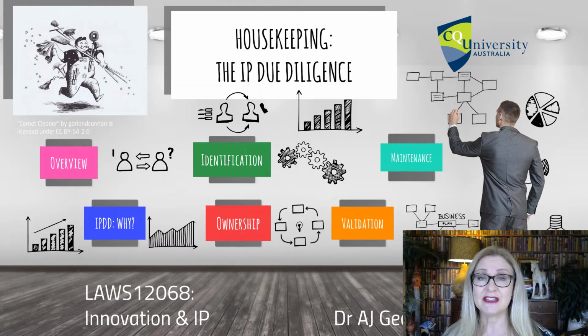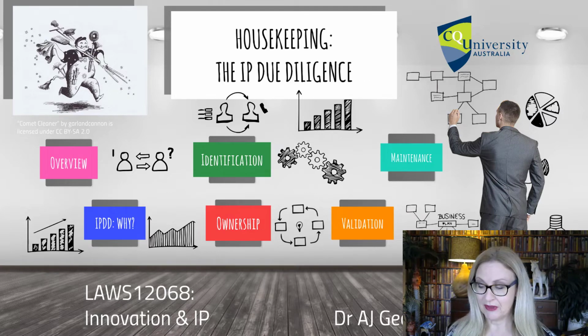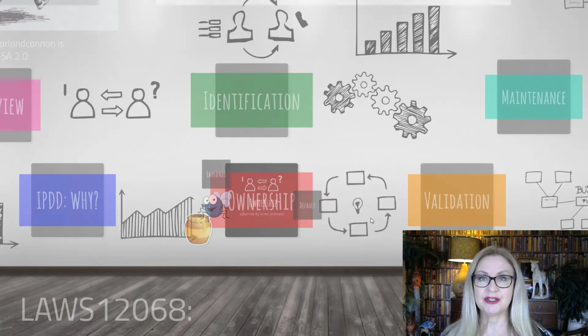If we jump back into our Prezi, you will recall that in video 1 we had an overview and we also looked at the aims and objectives of the IP due diligence process, which are a little different depending on whether you are the investor or the target company. And we also had a little look at identification. And now we need to look at probably the most common problem uncovered by IP due diligences, and that is problems to do with ownership. So we'll jump in and have a look at ownership now.